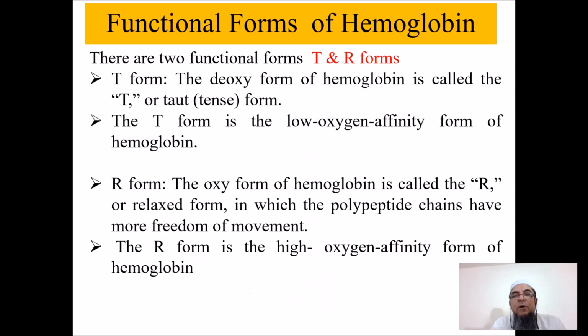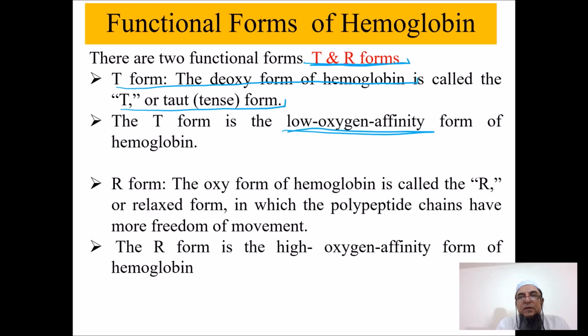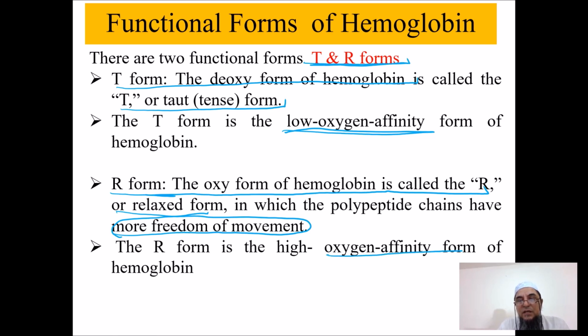If you see the functional forms of hemoglobin, there are two: one is the T form, another is the R form. The T form is called the deoxy form of hemoglobin, also called taut or tense form. The T form has low oxygen affinity, and the R form is called the oxy form of hemoglobin. It is called the R or relaxed form, in which the polypeptide chains have more freedom of movement, and the R form is the high oxygen affinity form of hemoglobin.